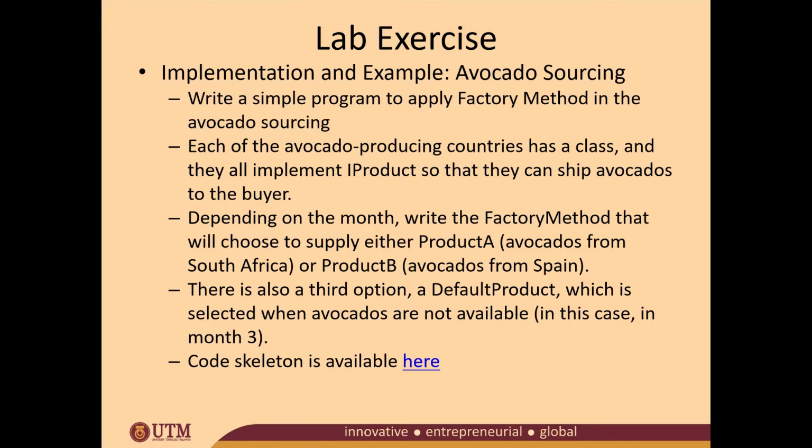Here we have the example, avocado sourcing. Write a simple program to apply the factory method in avocado sourcing. Each of the avocado producing countries has a class, and they all implement iProduct so that they can ship avocados to the buyers. Depending on the month, write the factory method that will choose to supply either product A, avocados from South Africa, or product B, avocados from Spain. There is also a third option, a deferred product, which is selected when avocados are not available, in month 3, for example. And the code skeleton, I will show it later in the video.